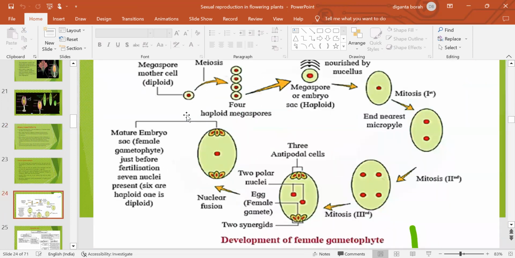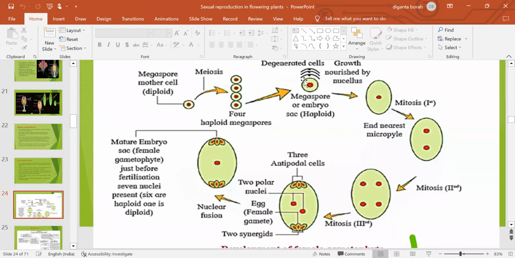So look, this is the megaspore mother cell. It first forms the 4 megaspore tetrad. From the 4 megaspore tetrad, the upper 3 degenerate and only the lowermost becomes active. This is converted into a megaspore. Then the nucleus is divided into 2. Again they divide and finally become 4. Again they divide and finally become 8. And when they become 8, the nucleus number is 8.